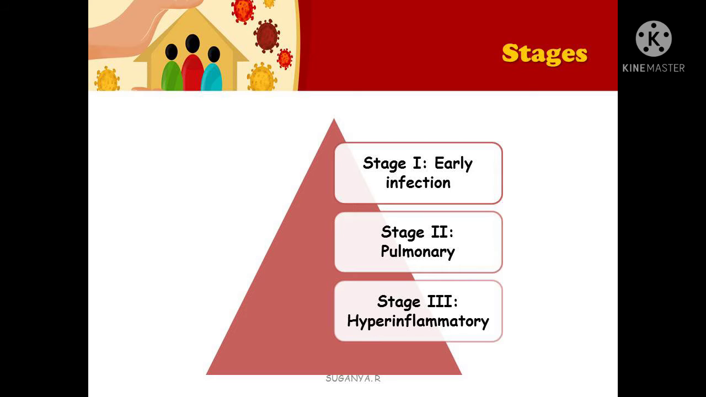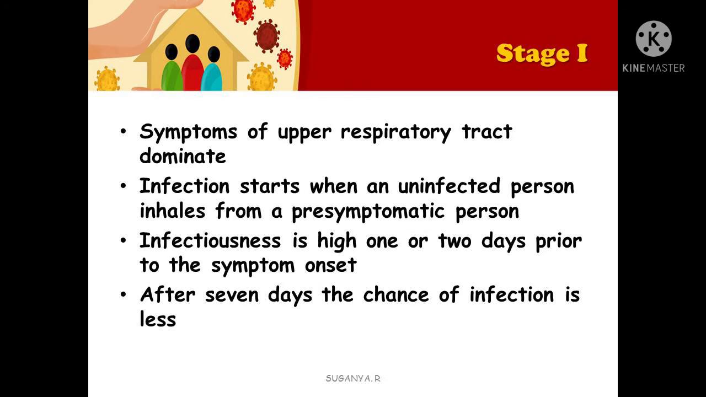There are three stages of COVID-19. The first is the early infection stage, then the pulmonary stage, and the hyperinflammatory stage. In the early infection stage, the virus multiplies inside the body and is likely to cause mild symptoms. Symptoms of the upper respiratory tract dominate. Infection starts when an uninfected person inhales from a pre-symptomatic person. Infectiousness is high 1 or 2 days prior to symptom onset. After 7 days, the chance of infection is less.